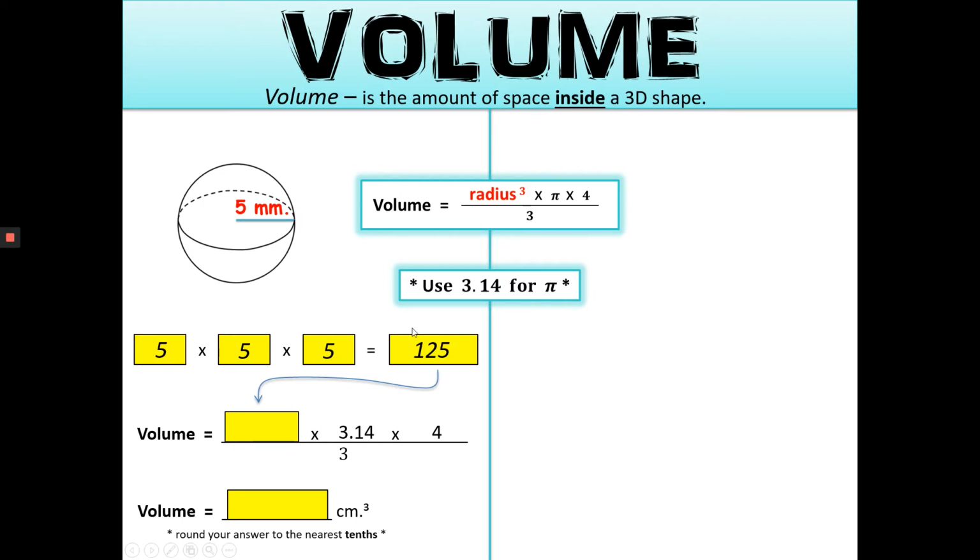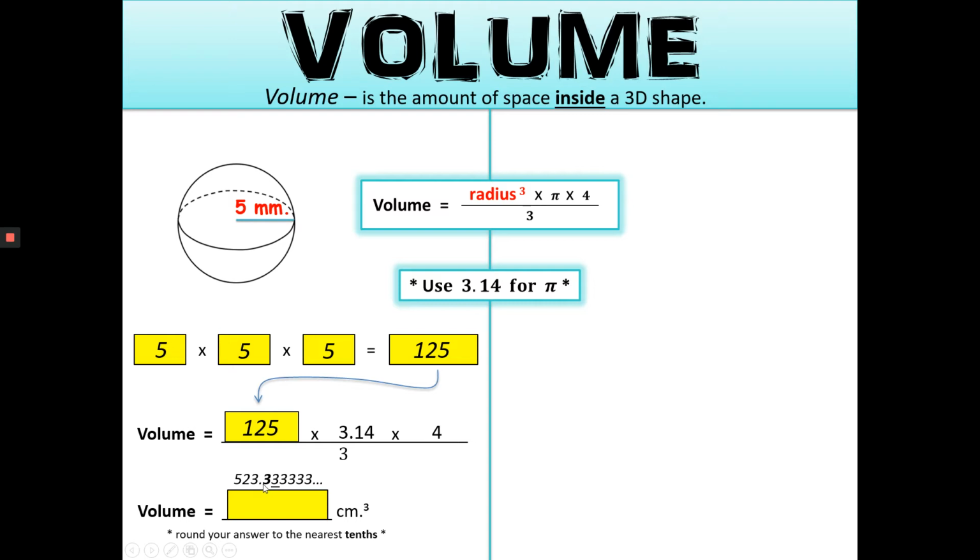Now that we have what the radius cubed is, we take that number and plug it right here into the formula. So we have 125 times 3.14 for pi, and then times 4, and we divide that by 3. Remember, you can use calculators for this stuff. Once you do those calculations, you're going to get 523.33333 repeating.